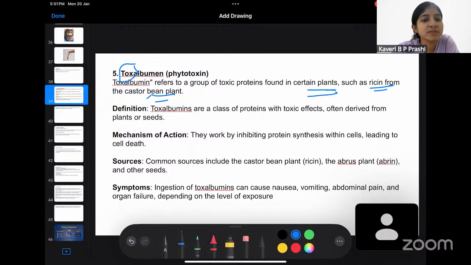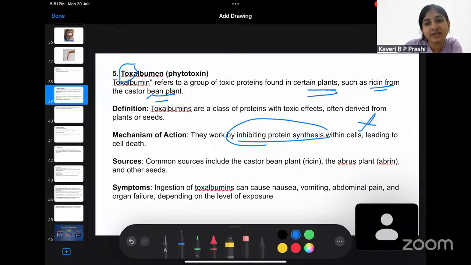What is the mechanism of action? They work by inhibiting the protein synthesis within the cell, leading to cell death. If protein synthesis doesn't occur, the S phase of the cell cycle is going to be hampered, because of which there is going to be cell death. So what are the sources? Common sources include castor bean plant, that is in the form of resin, abrus plant, abrin, and other seeds.